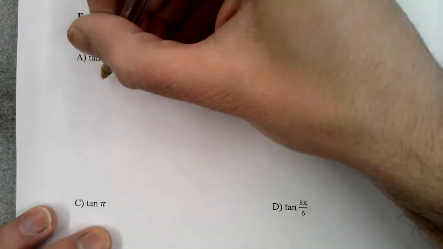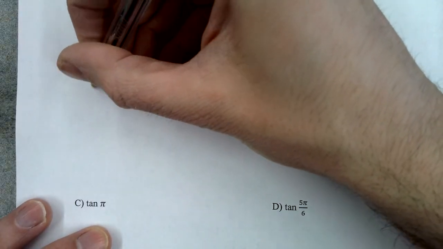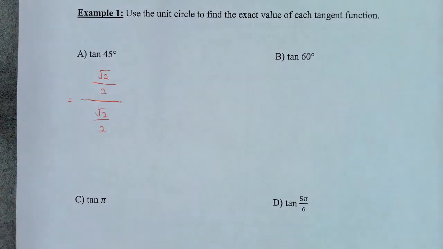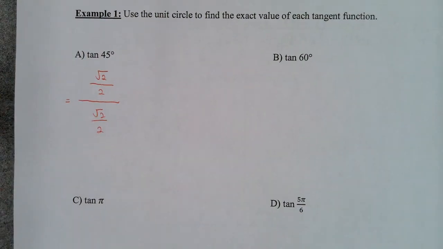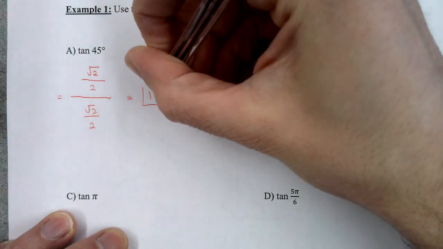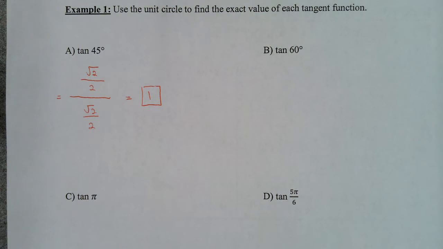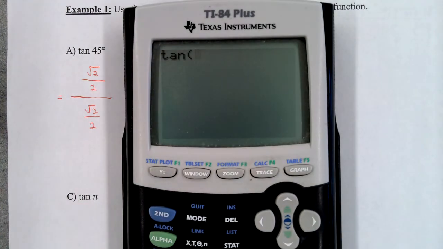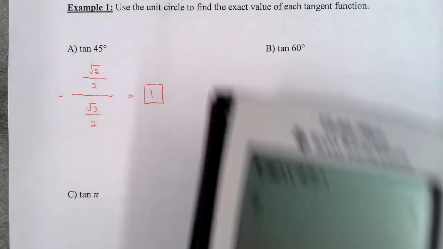So it's going to equal square root of 2 over 2 divided by square root of 2 over 2. And you should know that right away. Anything over itself equals 1. So ideally this will be done without a calculator, okay? But you could always use a calculator for that one, because that one comes out to a nice number. As long as you're in degree mode, tangent of 45 degrees equals 1. But you want to be able to do these without a calculator.